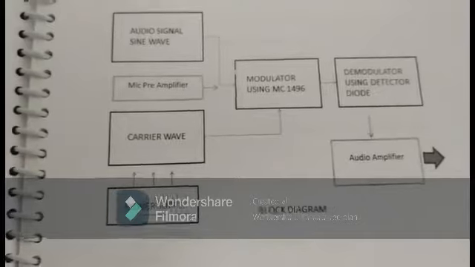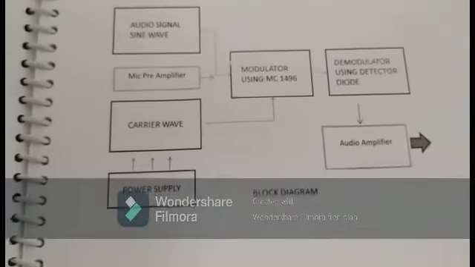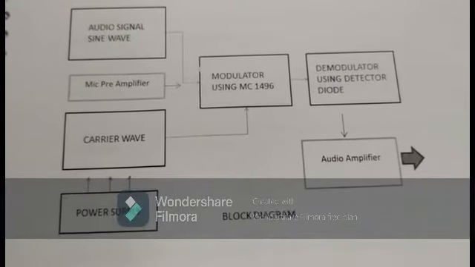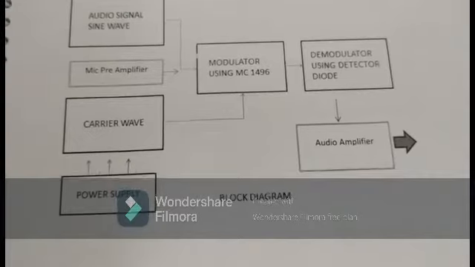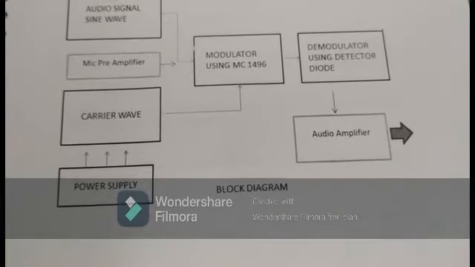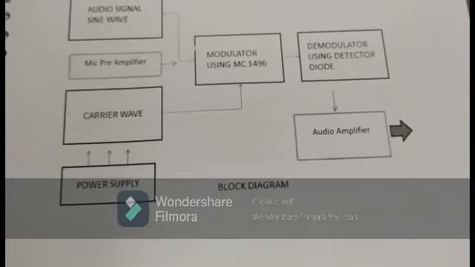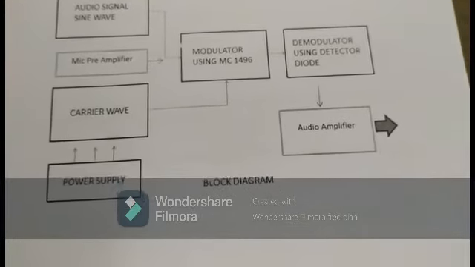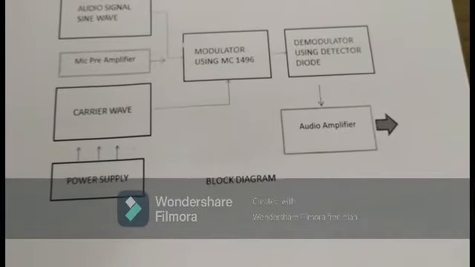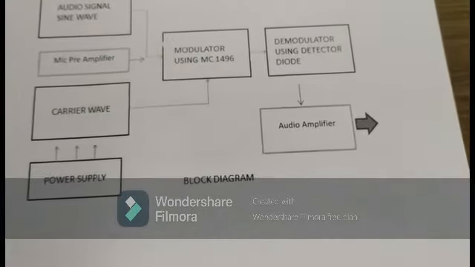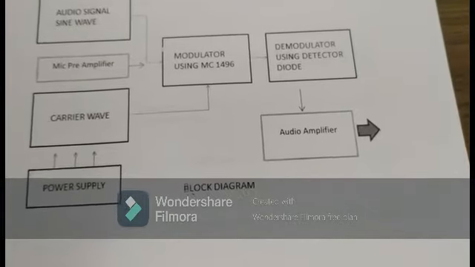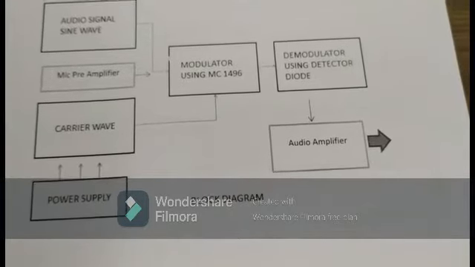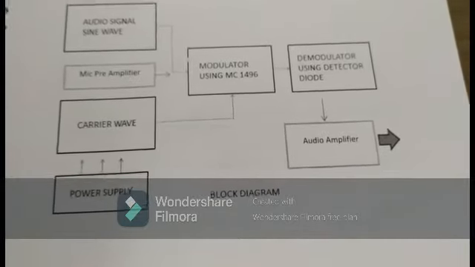See the block diagram of the AM modulation demodulation trainer kit. In this, we have an audio signal sine wave generator. Then another input provision is for mic preamplifier and carrier wave generator. A balance modulator using IC 1496 is there. Demodulator using diode detector and demodulation using IC 1496 provision is also there. This is the block diagram.